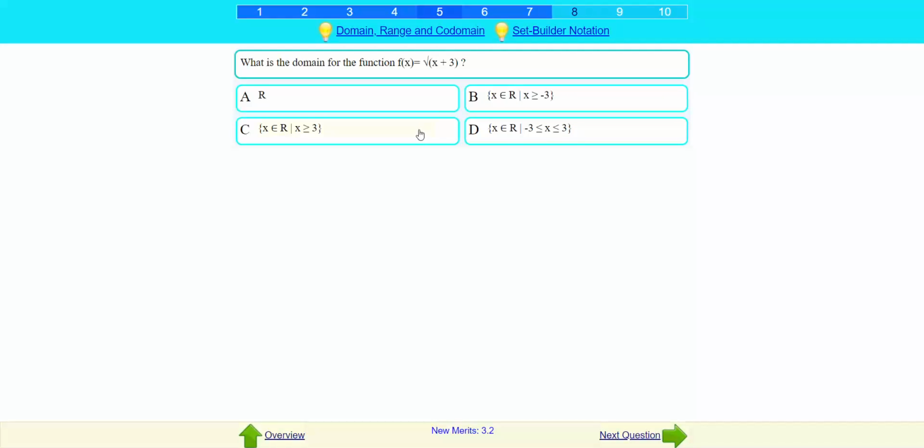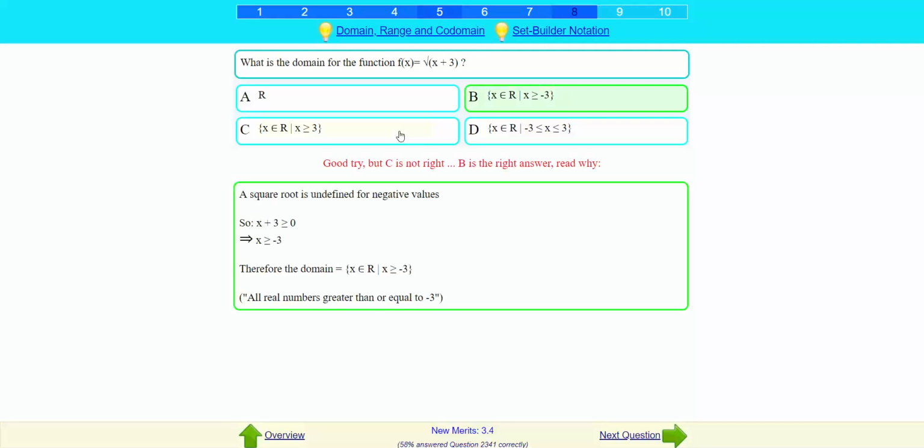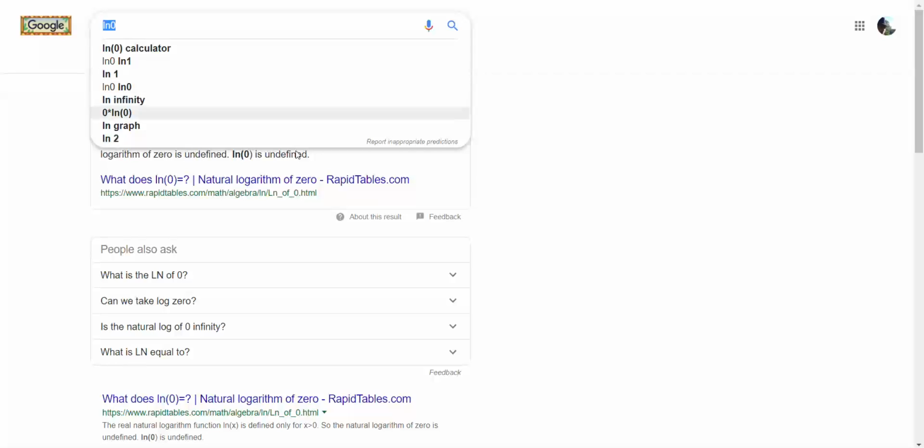x greater or equal than 3. Yeah, this could work. But this doesn't work. I think this is the closest one. Why? Okay, a square root is undefined for negative values. What about the 0? So x plus 3. Okay, so the square root of 0. Is it possible?